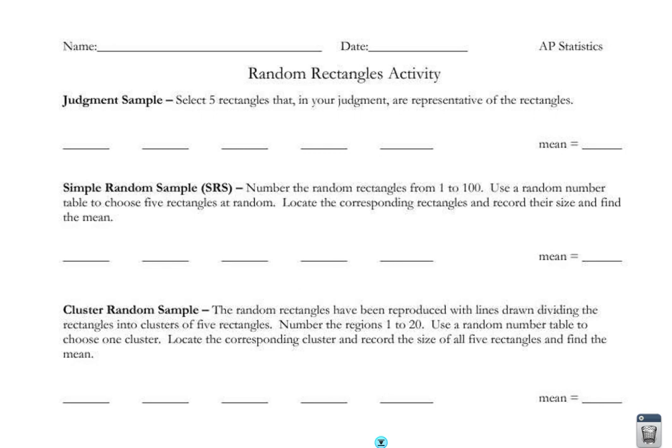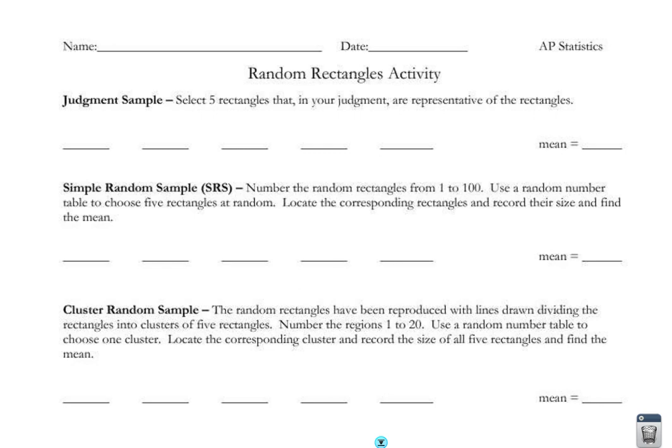But I'll just keep watching. Don't worry. Okay, so the first thing you're going to do is a judgment sample. We talked about this in the Beyonce activity. You guys should hopefully know what that is, where you're just picking 5 rectangles that in your judgment represent all of the rectangles in the big list of random rectangles that you got.